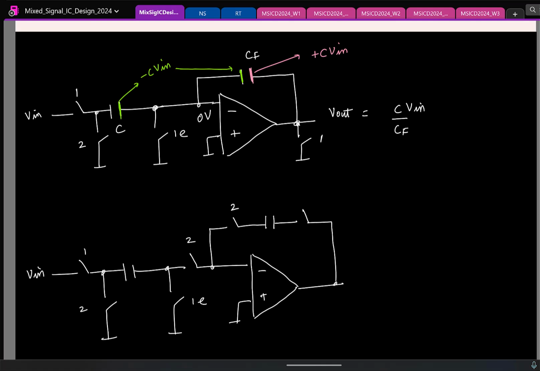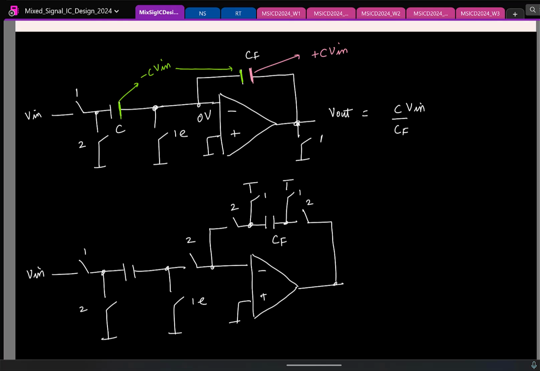So this will be clocked at phi 2. Okay. And again, CF has to be reset during the clock phase phi 1. So I should add 2 more switches to reset it in phi 1. Something like this.